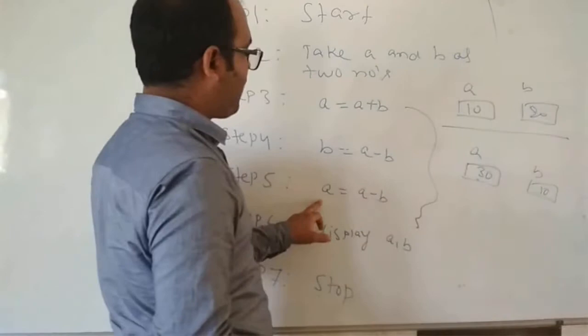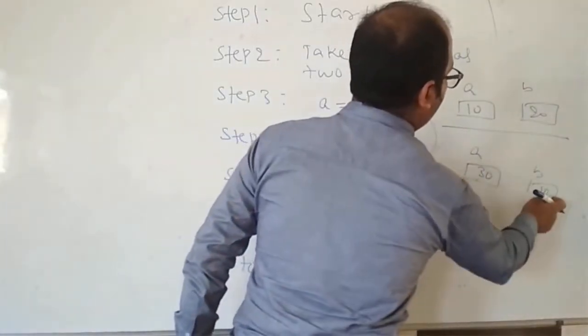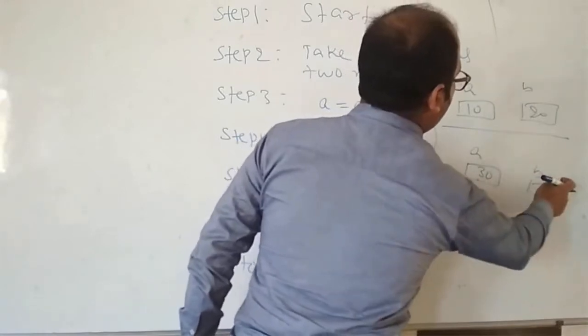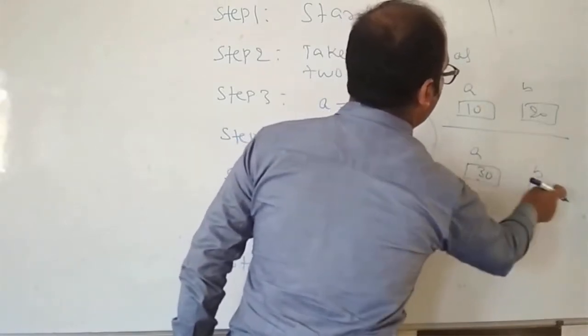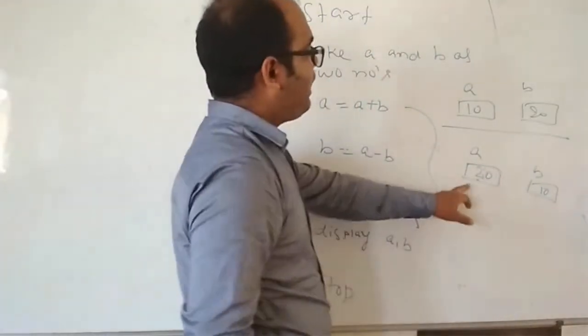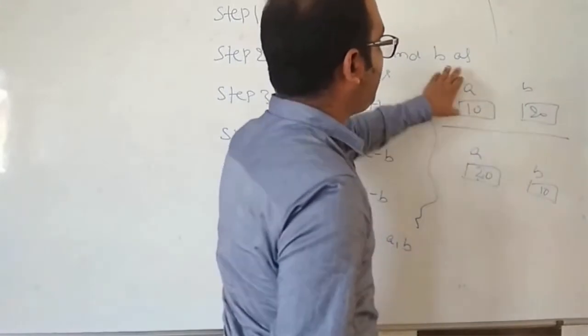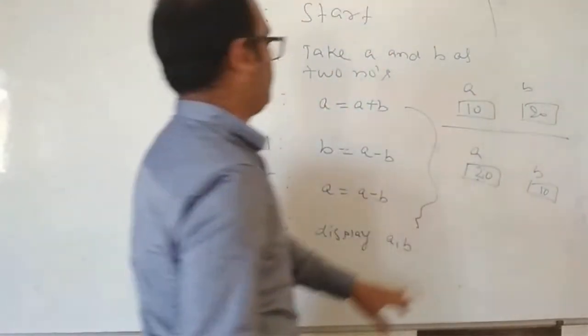Now, in step number 5, A equal to A minus B. The value of A is 30, B is 10. Then A minus B will be assigned in A, that is 30 minus 10, 20. So 20 will be assigned in A. Now, this is the interchanged or swapped value of A and B. This is the initial value, this is the final value.